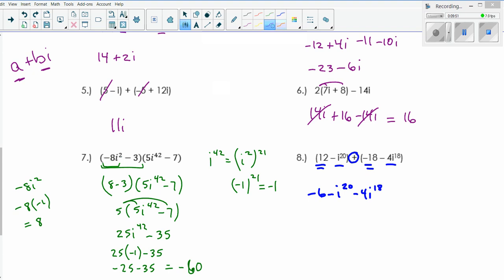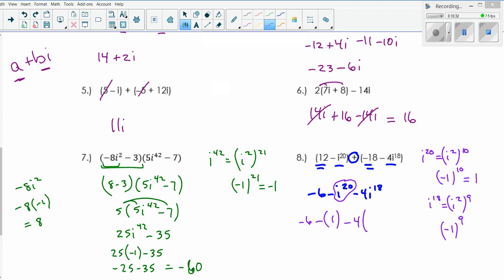So I'm going to do a little bit of side work to figure these problems out. So i to the 20th is equal to i squared raised to the 10th, and this means I have negative 1 raised to the 10th power. So negative 1 to an even power means I get 1. So I know that this is negative 6 minus 1. So I'm replacing this right here with 1. Minus 4 times, and now I need to figure out what i to the 18th is. So i to the 18th is equal to i squared raised to the 9th power, which means it's negative 1 raised to the 9th. Negative 1 raised to an odd power means I'm going to end up having a negative left over, so I get negative 1. So order of operations, I have negative 6 minus 1, negative 4 times negative 1 is plus 4. So negative 6 minus 1 is negative 7, plus 4 gives me negative 3 is my final answer.